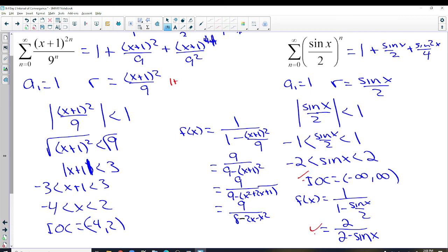So this is 1 plus sine of x over 2. Let's go a few. Let's go as sine squared of x over, what was it, 4? Plus sine to the third of x over, what, the 8? How about one more? Sine to the fourth x over 16?